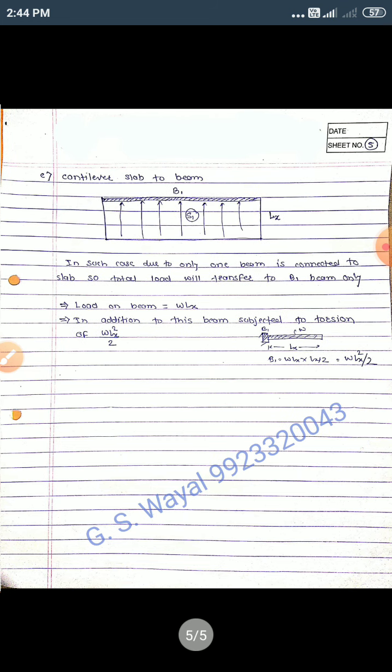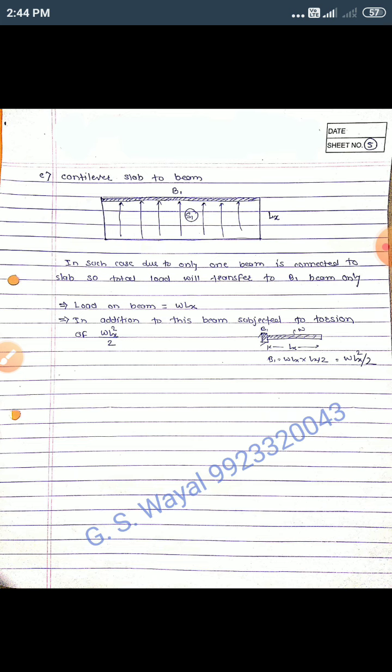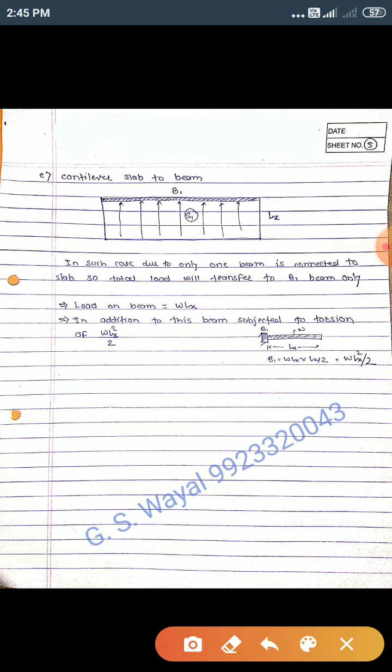So for that we can directly consider W into Lx, where again W is the total load coming on your slab. In addition to this, the beam is subjected to a torsion. In such a case we should consider the bending moment, or load, coming from slab to beam, as well as the additional torsional effect subjected due to this cantilever slab. That torsion effect you can calculate, that is WLx square by 2. So how do you calculate this WLx square by 2?